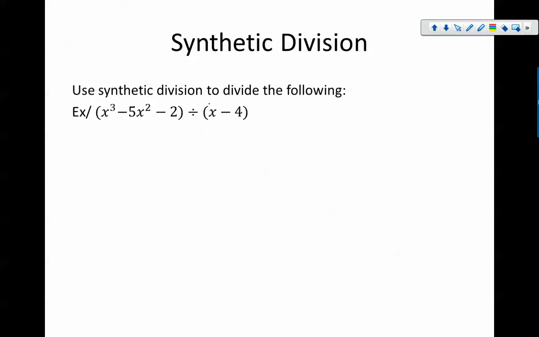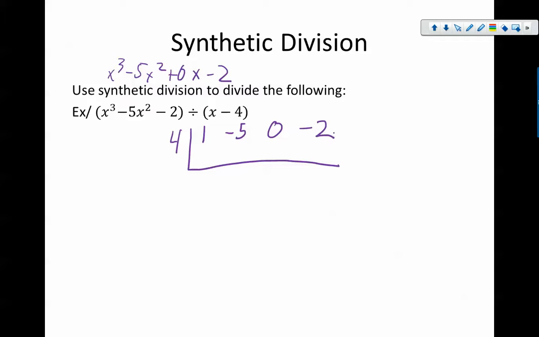So we set up our synthetic bar, just like we did for substitution. And the number we're going to plug in is the one we're dividing by. What you need to remember is that it's what makes this 0. Positive 4 makes this 0, so that's the number we're plugging in. Then we write the coefficients of our polynomial, remembering to write in any missing terms. This one is missing the x term, so I need to remember to write the 0 in for the x term. So this is 1, negative 5, 0, negative 2.